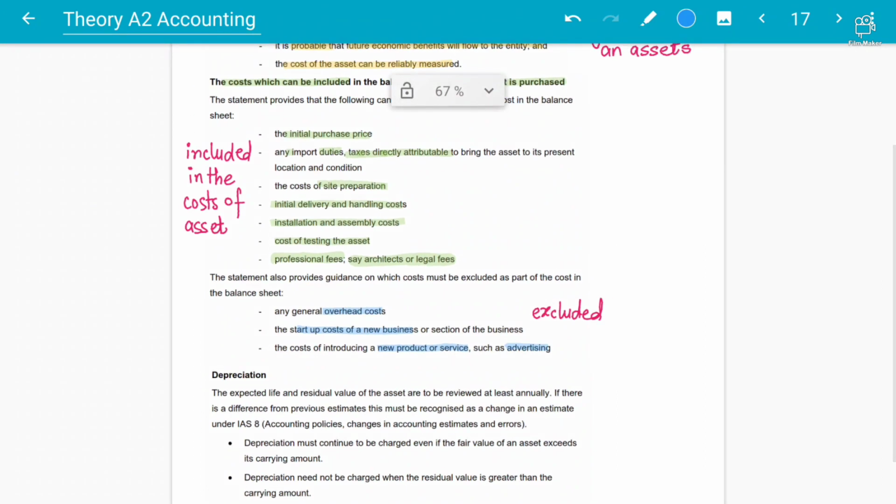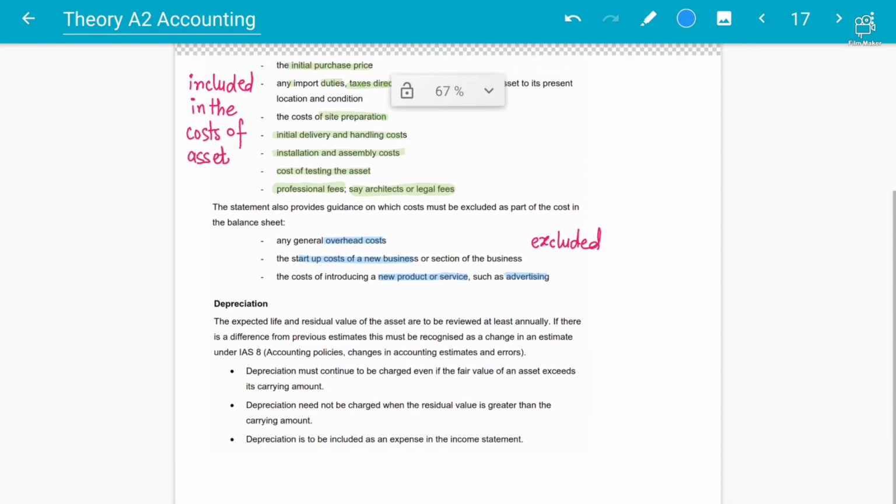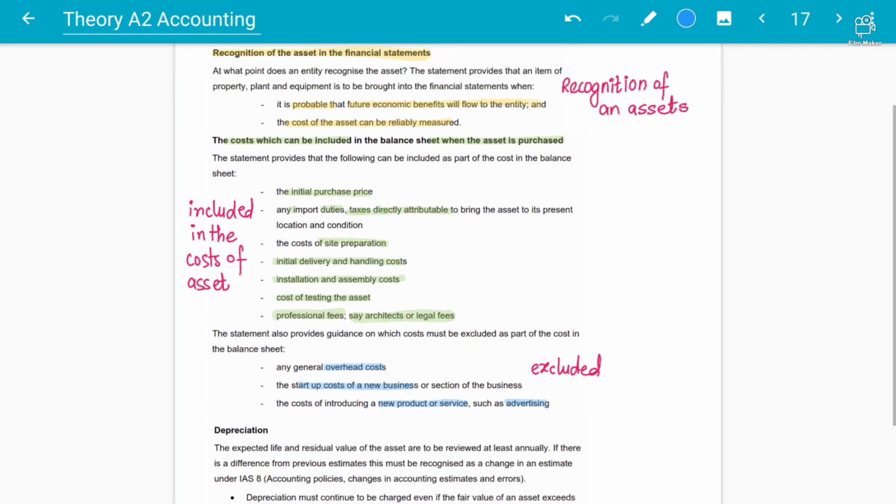So this is one of the methods, that is the cost method. That is what IAS 16 allows. So there are two. Now moving forward, this is very important: we have discussed what costs can be included in the asset and what will be excluded. How will you recognize an asset, and when do you recognize an asset? Now we'll talk about how we can recognize the asset.